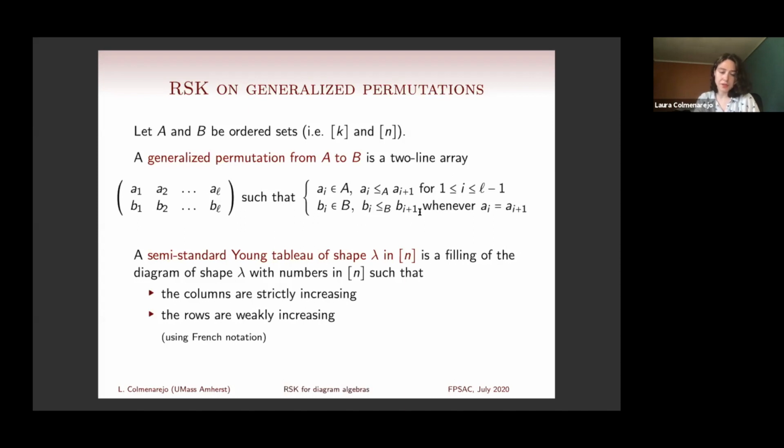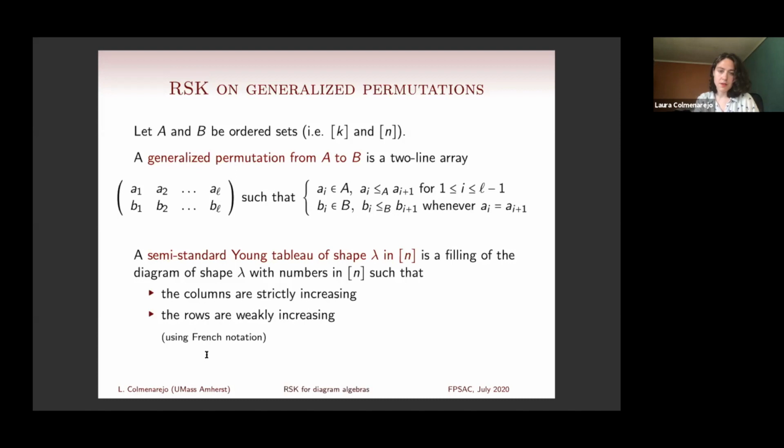I just want to make sure that we are on the same page when it comes to tableaux. For semi-standard Young tableaux of shape lambda in N, I take the shape lambda, draw the diagram with boxes, and fill it with numbers in the alphabet 1 up to N. The semi-standard part says that the columns are strictly increasing and the rows are weakly increasing. I'm going to be using French notation.